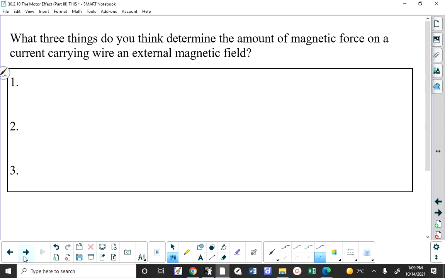What's something else I could do to change the amount that it's deflected, to change the amount of the magnetic force? Right, the strength of the magnets. Now, there's a couple of ways I can change the strength of the magnets. This is a little intuitive. It may not be obvious, but if I take those two magnets and I move them closer together, I will have a more intense magnetic field.